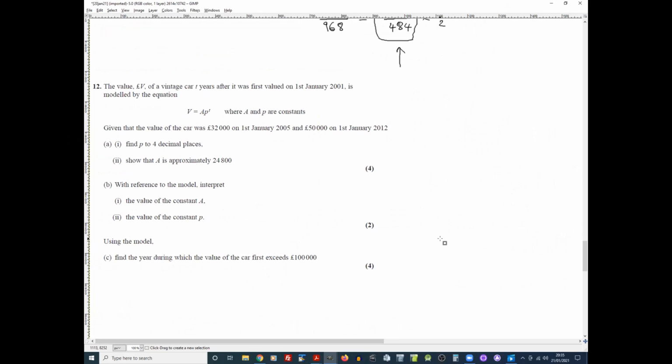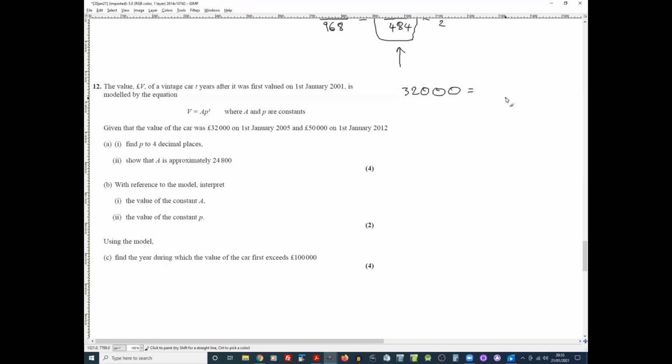Value of a vintage car. Find P to 4 decimal places. Well, can we just substitute in the values? One of those, so 32,000 each in turn. That's right. 32,000 equals.